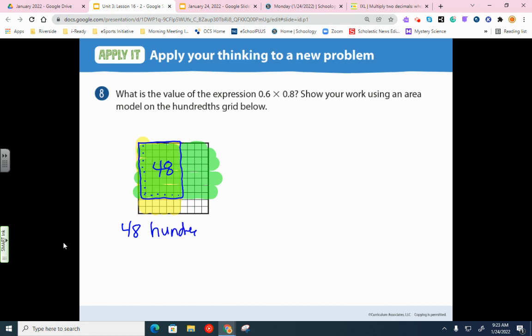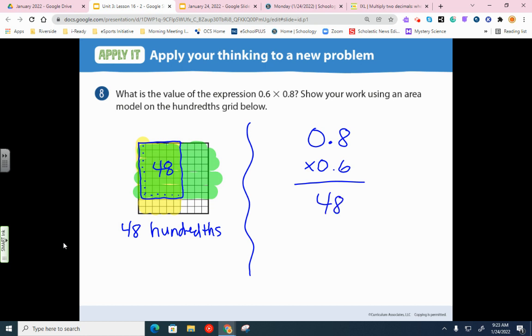But over here, let's show this. We have 8/10 times 6/10. We have 48. And this jumps 1, this jumps 1, 2. And that's 0.48 or 48 hundredths. Let me show that 2 ways.